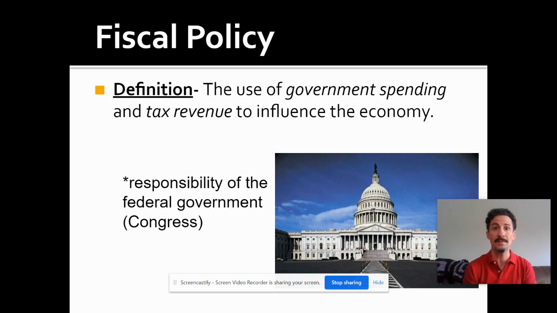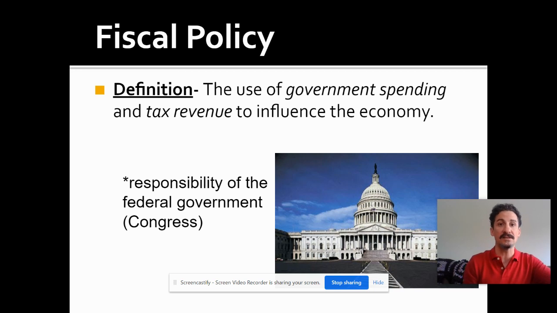Well, where does that money come from? It comes from the taxpayers of the United States of America. Every time I get a paycheck, every time you get a paycheck, the federal government gets its piece of that paycheck first, and then you get what's left over after taxes. So this is the responsibility. Fiscal policy, write this down, is the responsibility of Congress, the House of Representatives and the Senate.